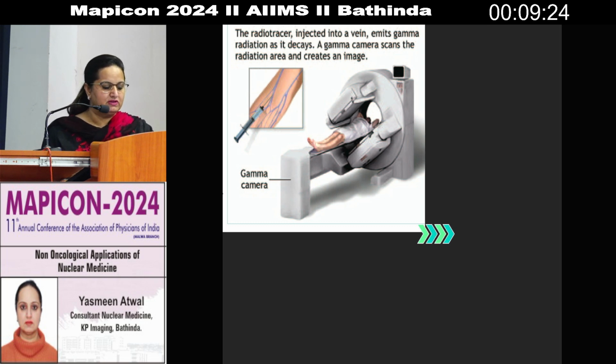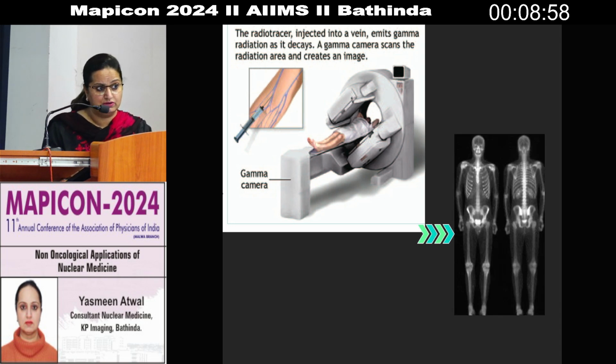Now suppose we have injected this patient with MDP, 99m technetium MDP. 99m technetium is the radionuclide, MDP is the pharmaceutical. MDP will get chemisorbed onto the hydroxyapatite crystal of the bone matrix, and it will be taken up by the bones. Any abnormal activity will be highlighted, whereas physiological uptake is also going to be there.